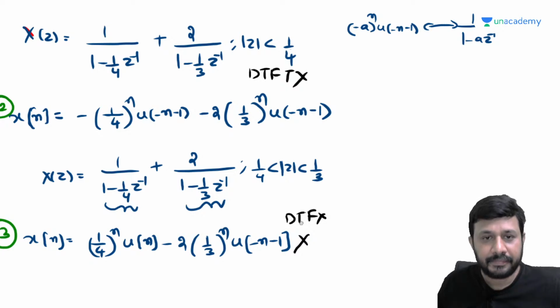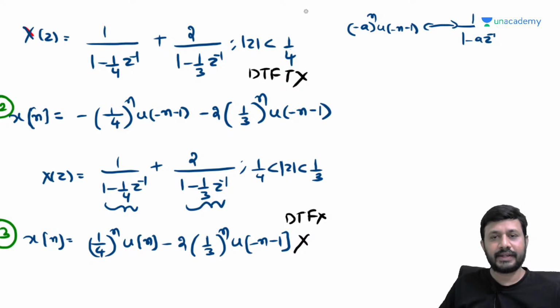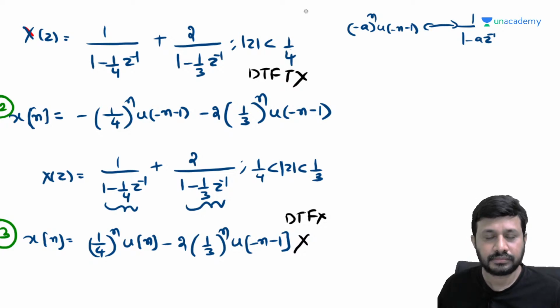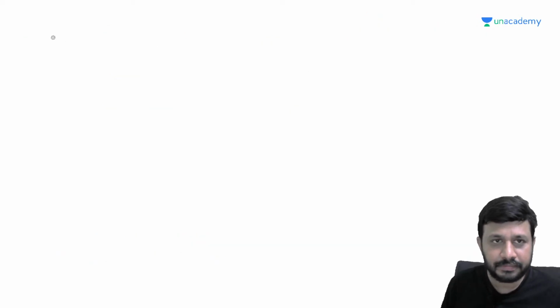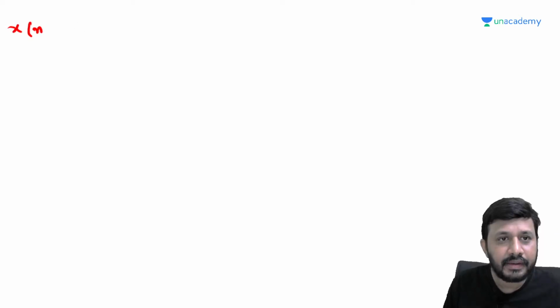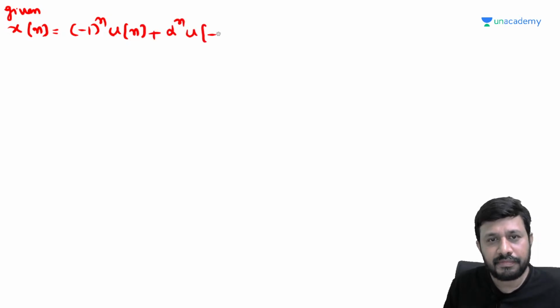Right. Now in this way you are going to calculate the inverse Z transform. Let me ask you one more question. Given x of n is equal to (-1)^n u of n plus alpha^n u of (-n naught). This is x of n.